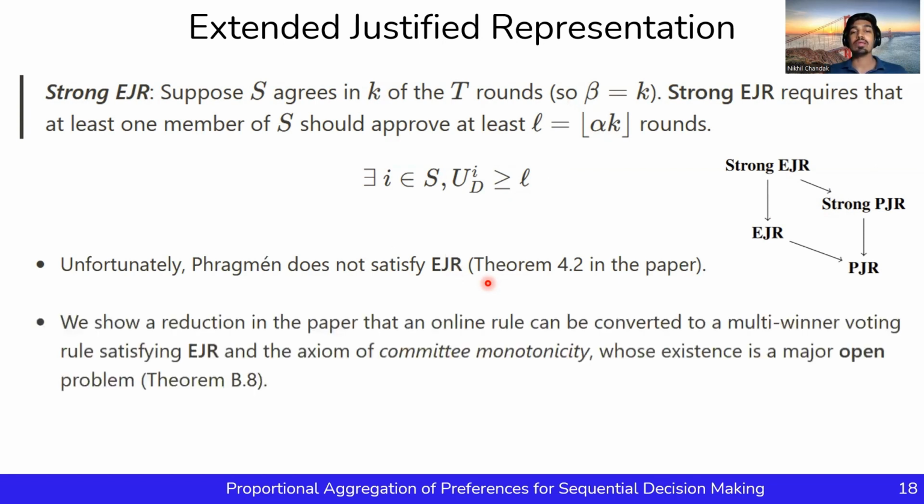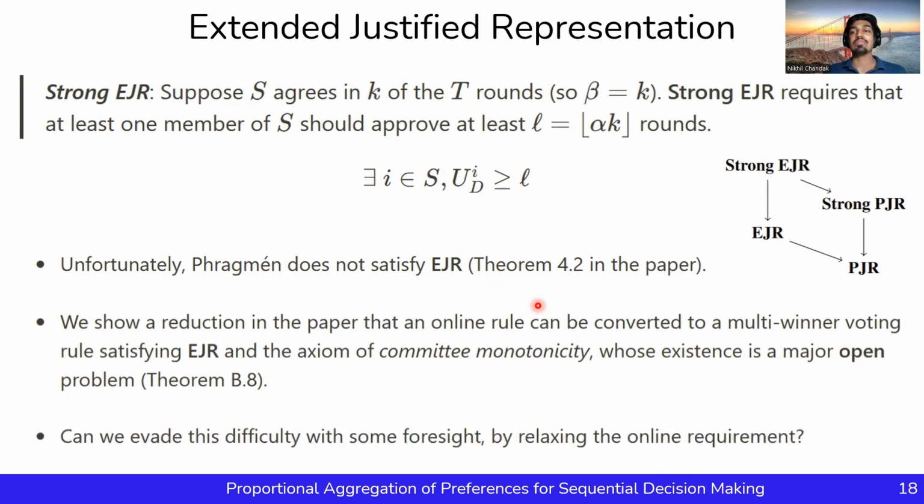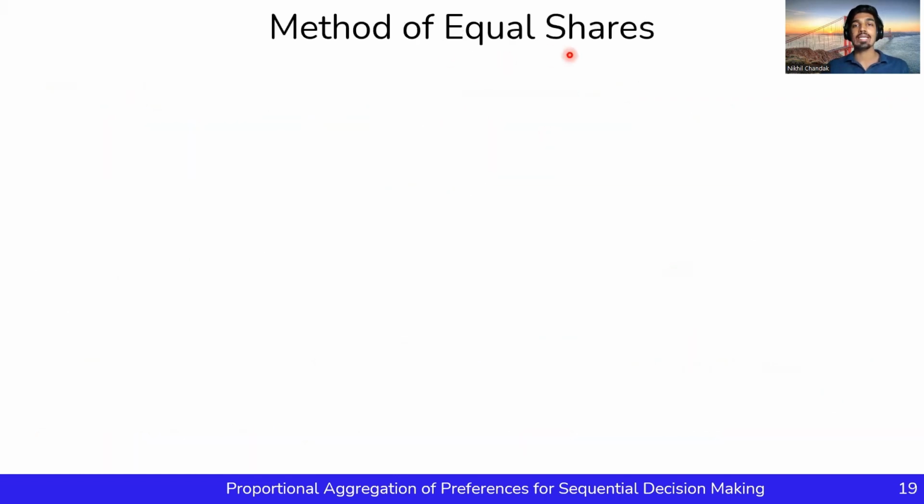However, we show in the paper that finding an online rule satisfying EJR would resolve a major open problem in multi-winner voting. This seems to present an obstacle, but can we evade this difficulty with some foresight? Indeed, there is a rule called the method of equal shares, or MES in short.